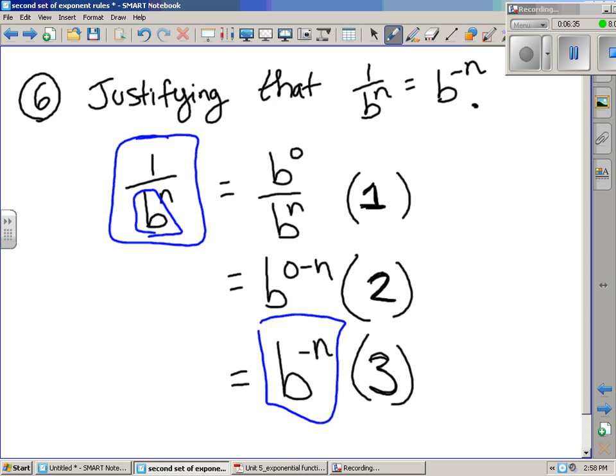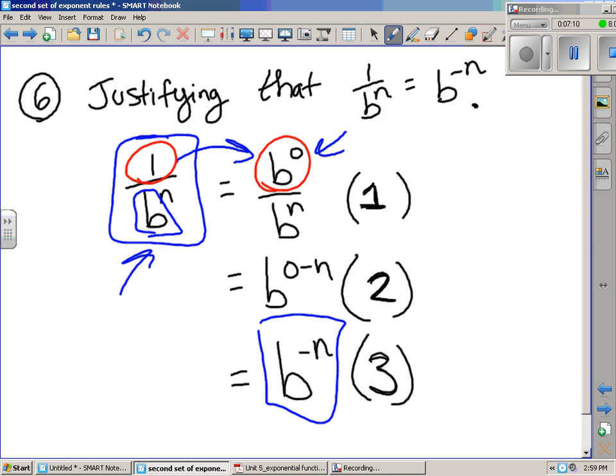So from one step to the next, we always have 2 equivalent values. To get from this beginning to step 1, all you do is you change 1 to b to the 0th. Remember, anything to the 0th power is equal to 1, so b to the 0th is equal to 1. If they are equivalent, you can substitute one for the other. They are the same thing. So b to the 0th over b to the n is what we have in step 1.